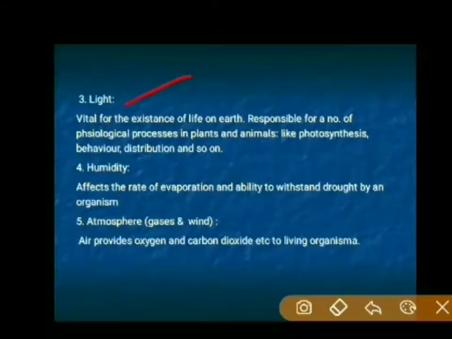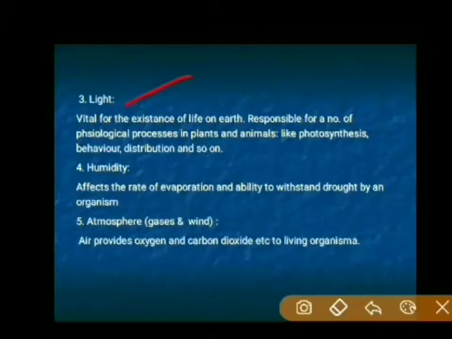The fourth one is humidity. So first of all, you may have studied in your previous classes what humidity is. Basically, humidity is, dear students, atmospheric moisture in the form of invisible vapor. Okay, this is called humidity. It is expressed as relative humidity. It affects the rate of evaporation and ability to withstand drought by an organism.